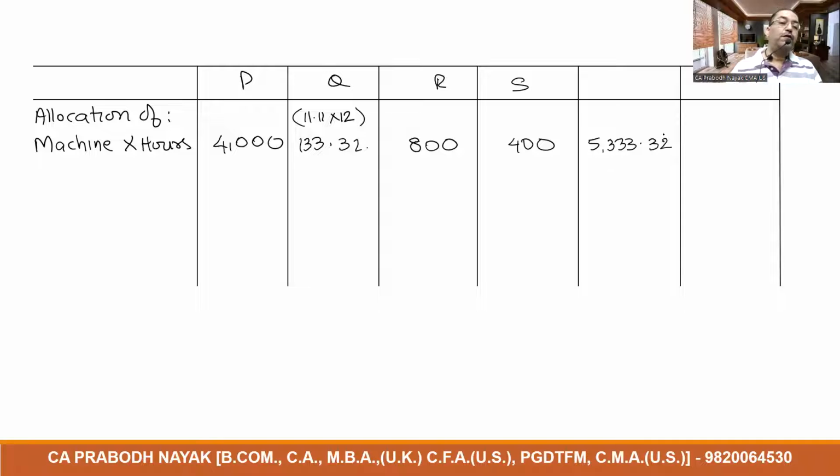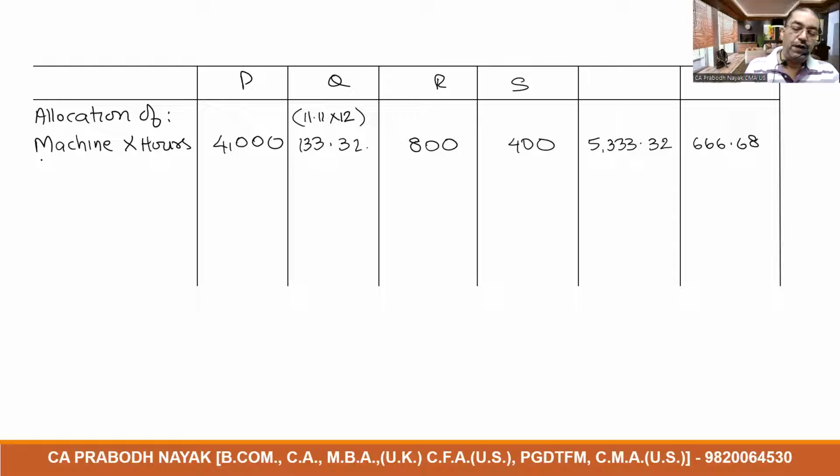So out of 6,000 hours available, minus 5,333.33, spare capacity is 666.67. Spare capacity is the last column, which we have not entered up till now. 6,000 minus 5,333. 6,000 is the total maximum number of hours available for each machine.